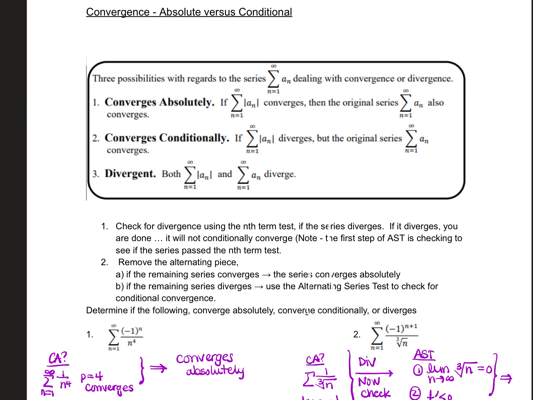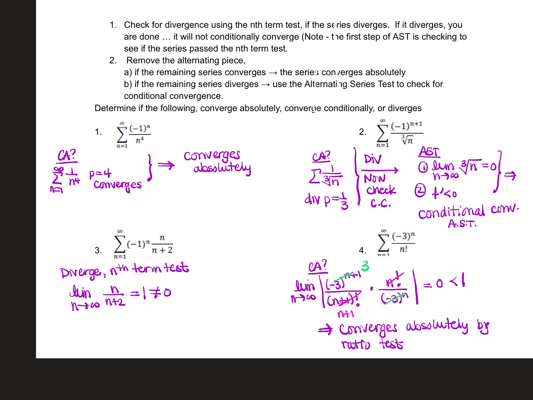All right, so looking at these ones, the first one, we always check for converge absolutely first. So we get rid of the alternating piece. That is p equals 4, so therefore it converges absolutely. You do not need to move on. You're done. Here, if I try to do converge absolutely, which means I look at this one, it diverges with p equals 1/3, p series.